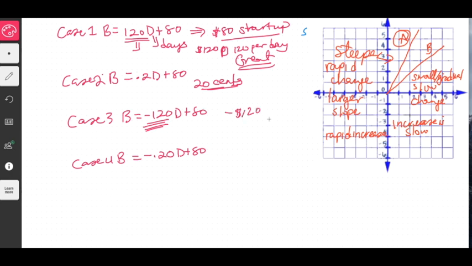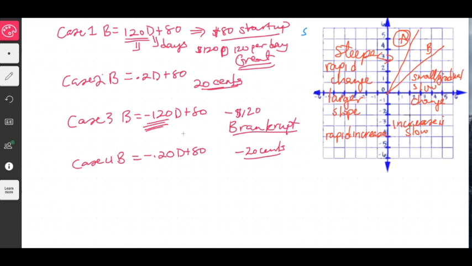Now this is called for screaming. This means that you are bankrupt, my friend. I don't know what you're doing, but somehow by the day you're losing $120. This is bankruptcy. And then in case 4, you are losing 20 cents a day. It's not quite bankruptcy. This could be a case where maybe a bank teller is pulling out 20 cents from your account and hundreds of other people's accounts by the day.